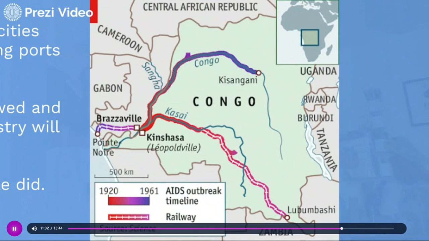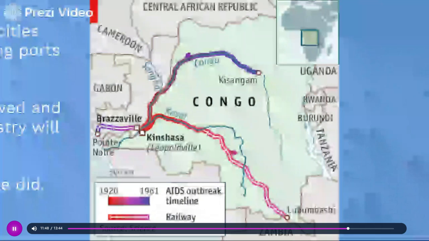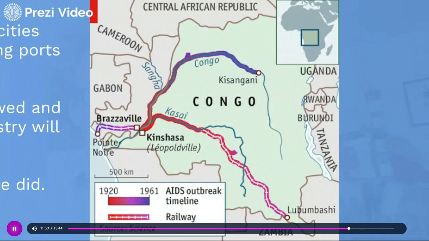And this can be traced in this image. You can see on the left-hand side is where they think the Kinshasa would have, around the red area, was where it would have begun to form. We can follow the way the railway would have been built over time. And as we move towards 1961, we can see the tracking of the virus and subsequently the AIDS syndrome that essentially would have followed from this.